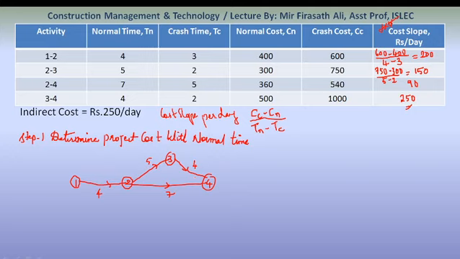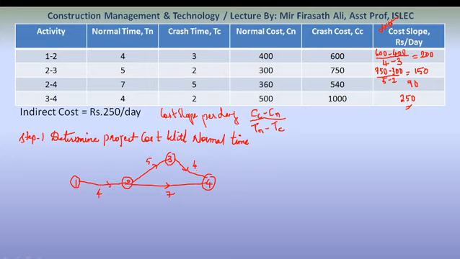What is our critical path? How to determine the critical path? Critical path is nothing but the longest path. Look at this: 1 to 2, 2 to 4 is one path. So what is the time? 4 plus 7, 11. Now 1 to 2, 2 to 3, 3 to 4: 4 plus 5, 9, 9 plus 4, 13. So this becomes our critical path.